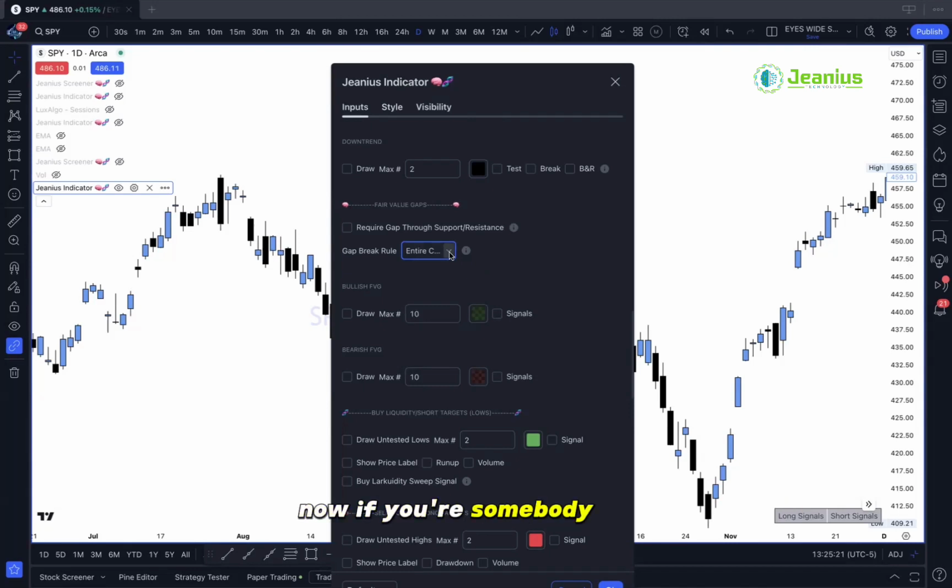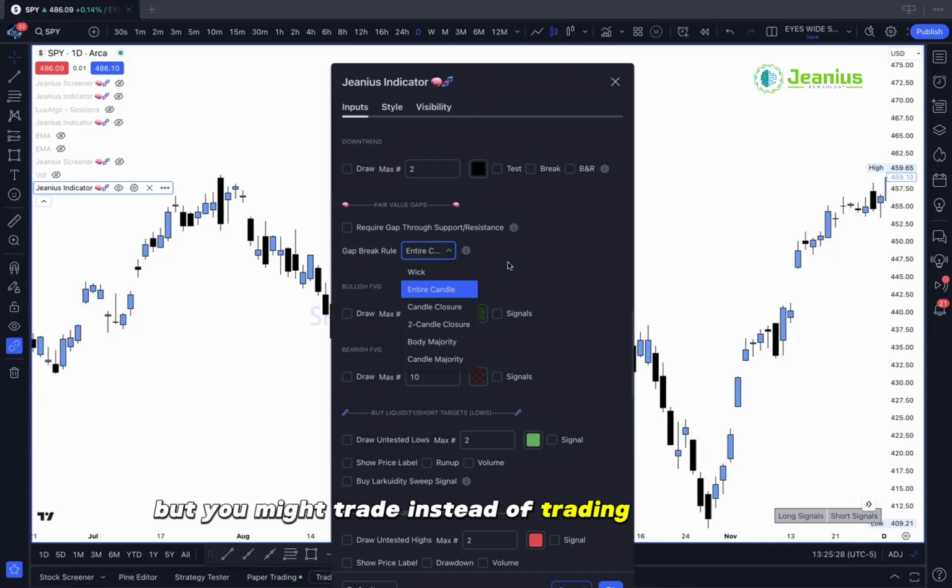Now, if you're somebody that doesn't trade fair value gaps in terms of filling those gaps, instead of trading the gap fill, you might trade the fair value gap where you're looking to buy in that area after some form of liquidity sweep or touch of demand after a change of structure or whatever.